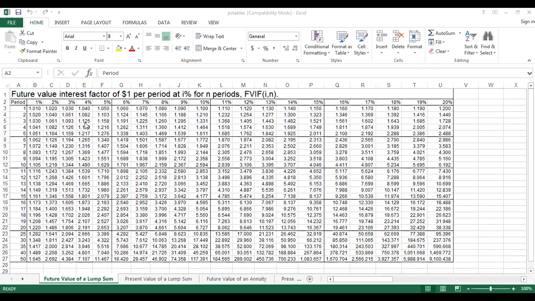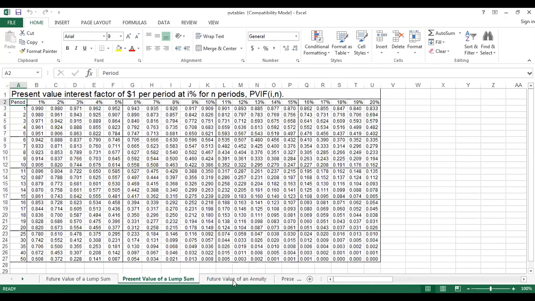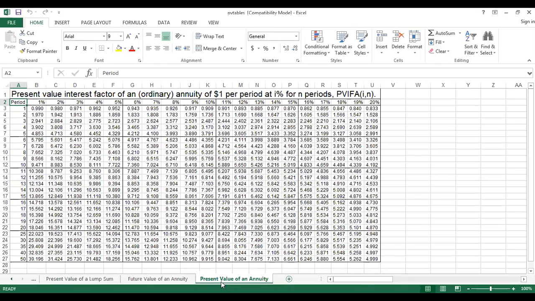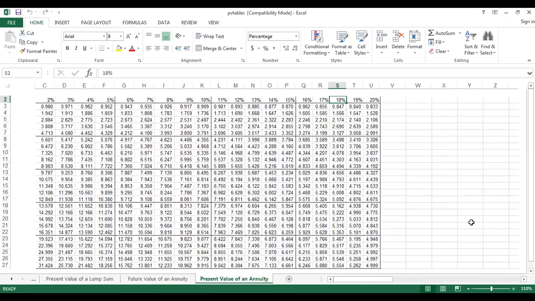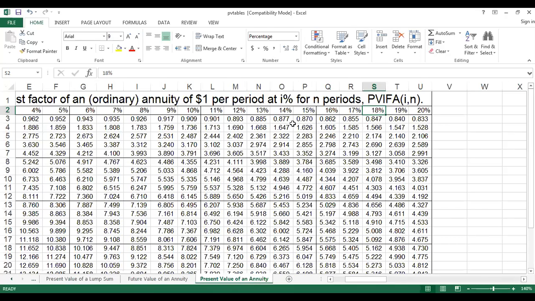Now, this is future value. We don't want future value. We don't want present value either. We want present value of annuity. This is what we want. Now, look for 18% and for 2 years. Clear? Look for 18% for 2 years.